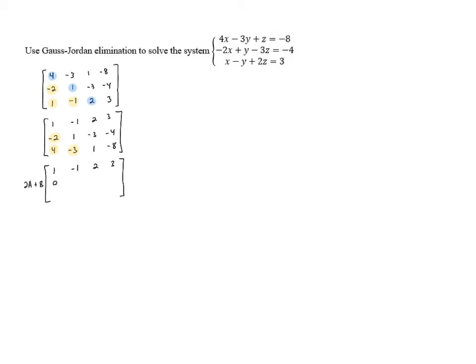If we do that in the other columns, 2 times -1 is -2, plus 1 gives us -1. 2 times 2 is 4, plus -3 is 1. And 2 times 3 is 6, plus -4 is 2. Good. Now we want to change the 4 into a 0.